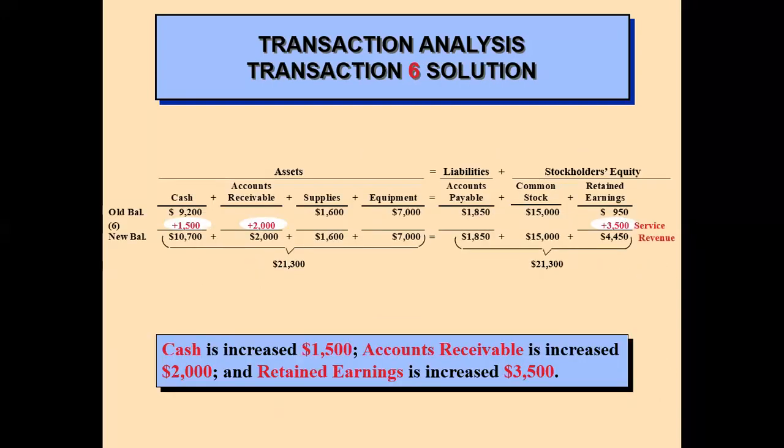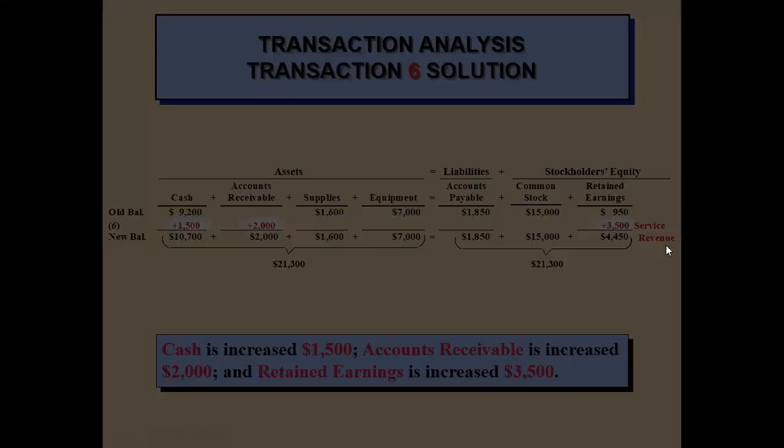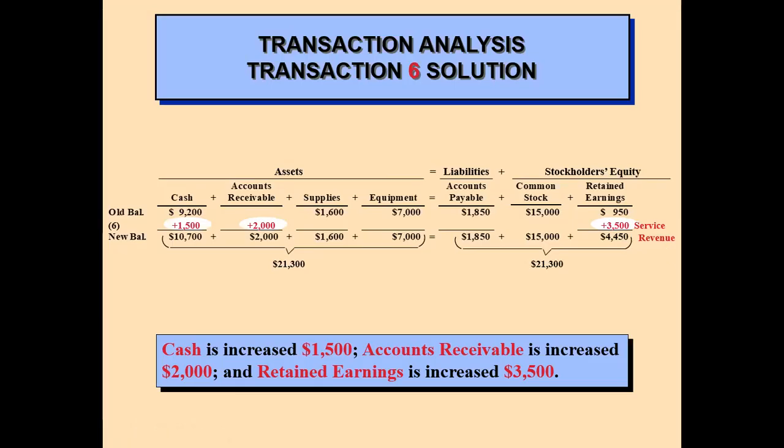So you see, 1500 taka cash, plus account receivable 2000 taka, and 3500 taka on the service revenue. So I hope you understood, right? Shall I clear? Yes, sir.